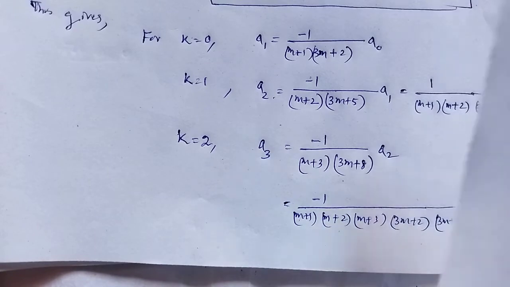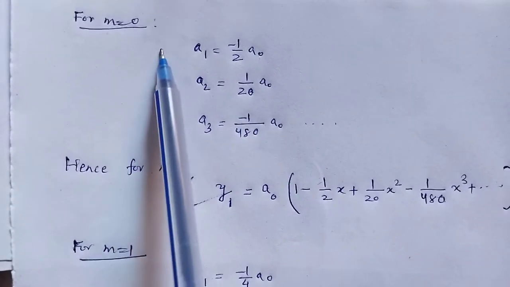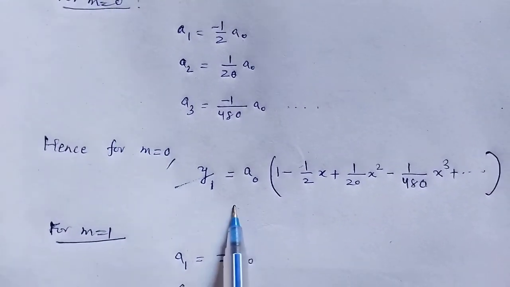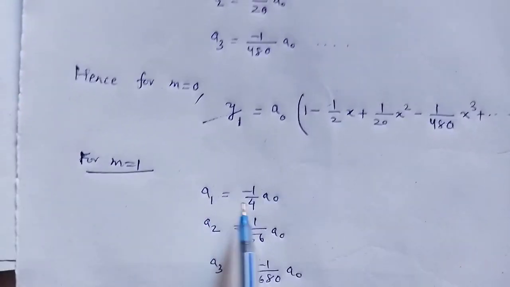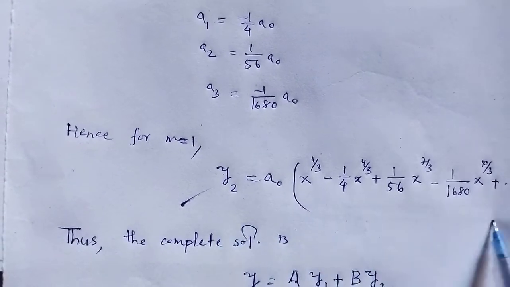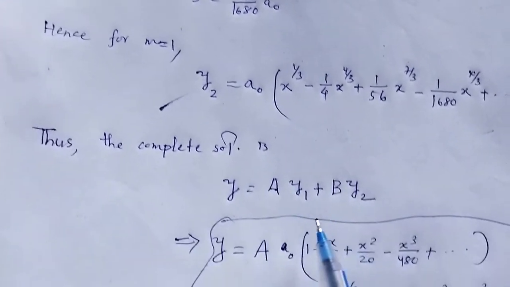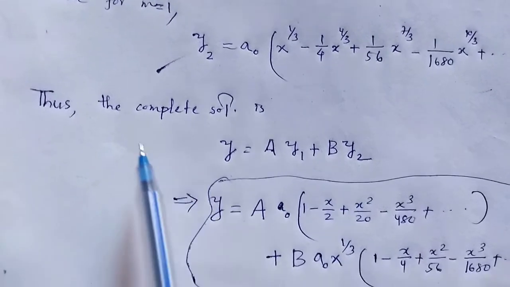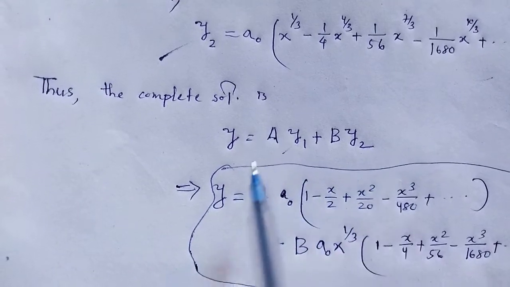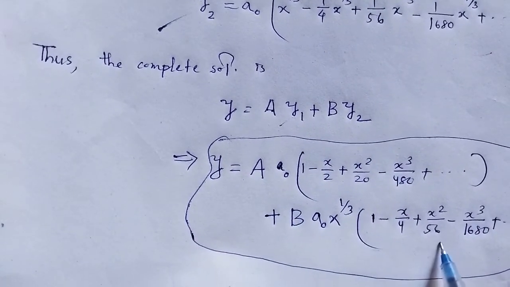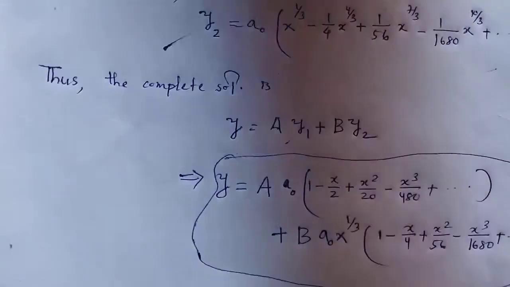Since it has two roots, for m is equal to 0 the solution will be this, and for m is equal to 1 by 3 the solution will be this. Combining these two, we have the complete solution. This is the complete solution of the given differential equation.